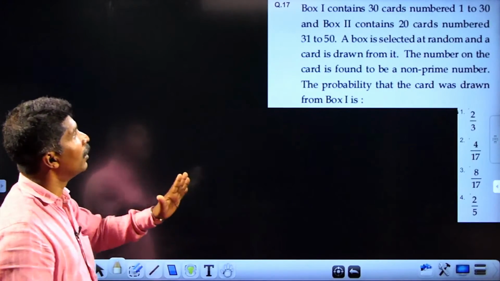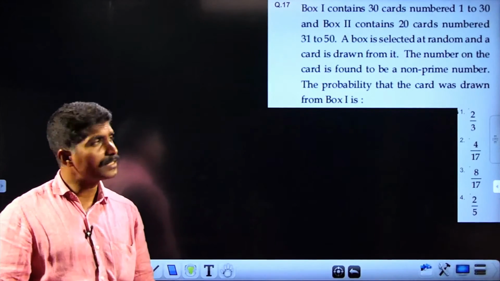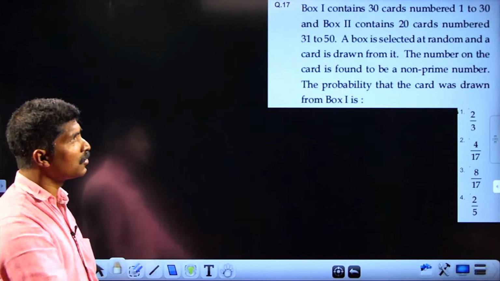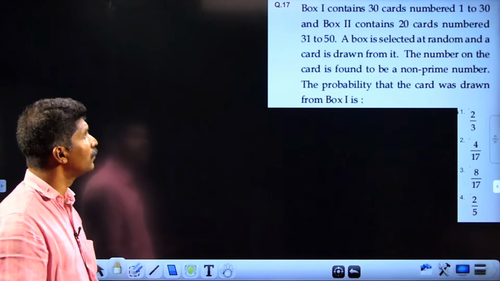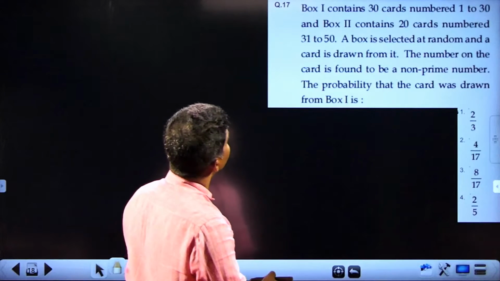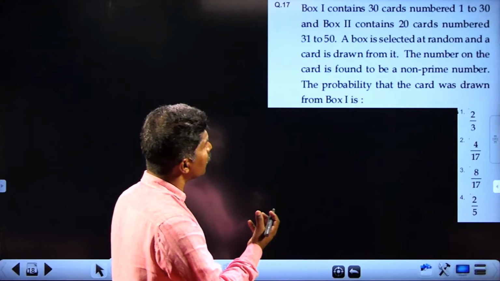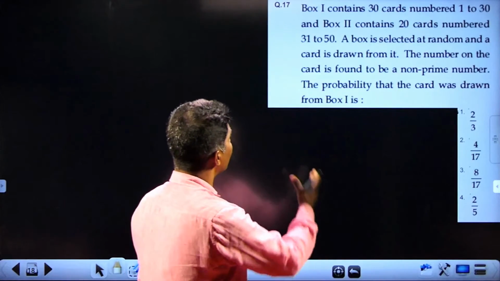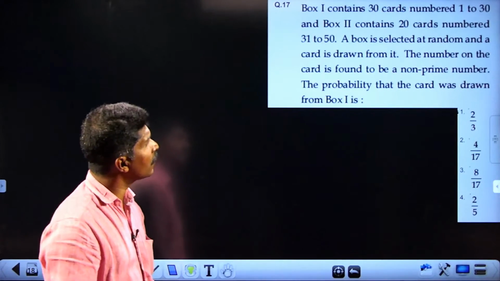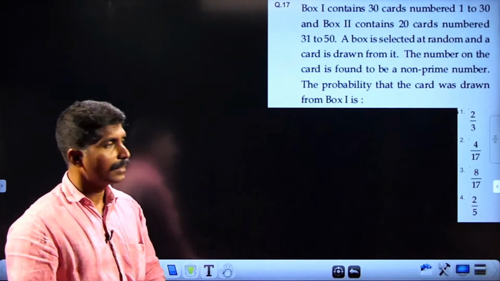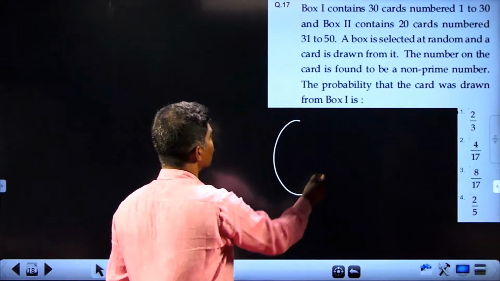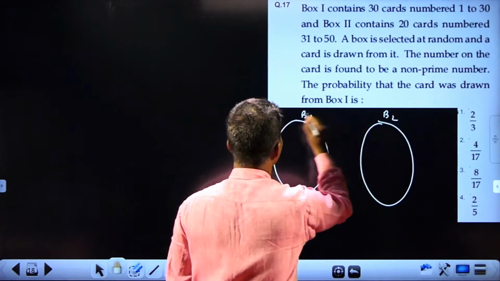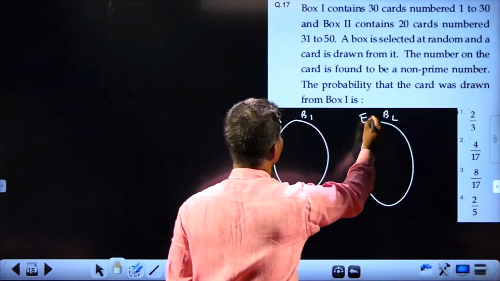Okay. Next problem. Box 1 contains 30 cards numbered from 1 to 30 and box 2 contains 20 cards numbered from 31 to 50. A box is selected at random and a card is drawn from it. The card is found to be a non-prime number. Find the probability that the card was drawn from box 1. So, this is box 1 and this is box 2. Suppose that this is the event E1 and this is the event E2.